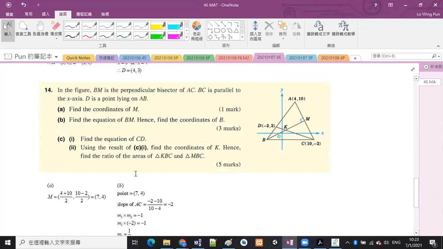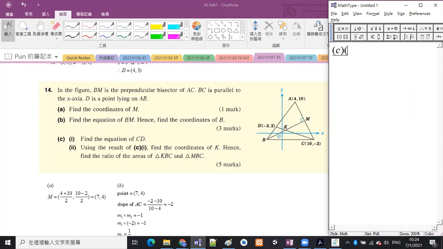And then part C1, find the equation of CD. CD is easy because we have 2 points here, right? So for C1, you just choose one of them to be the point. Choose (-2, 2). And then the slope, just using y2 minus y1 over x2 minus x1, is equal to, we'll say, -1/3. Am I correct? Yes. Okay.